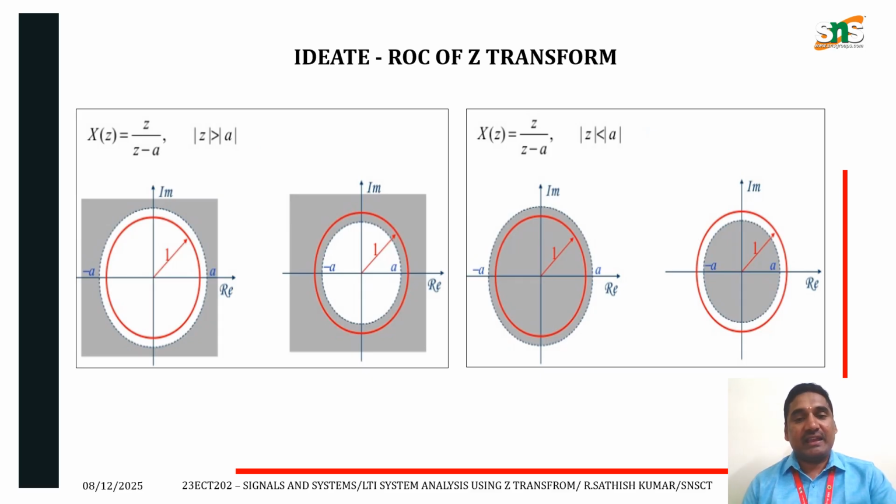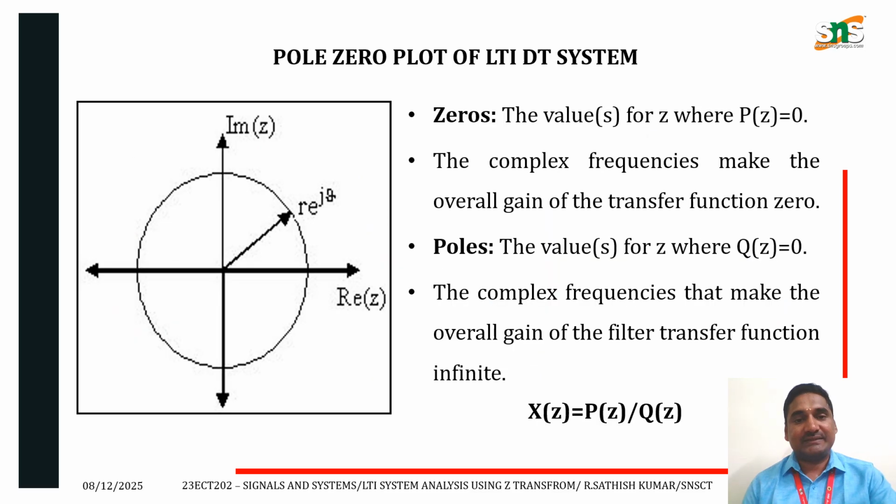Next one, X of z is equal to z by z minus a, when modulus of z is less than modulus of a, meaning inside the unit circle defines the ROC of both the circles. The next circle represents the inner circle, which is nothing but the ROC of z, modulus of z less than modulus of a, with respect to the real axis and imaginary axis.